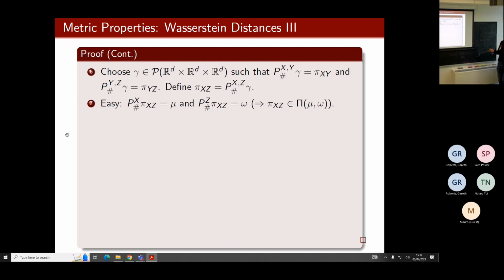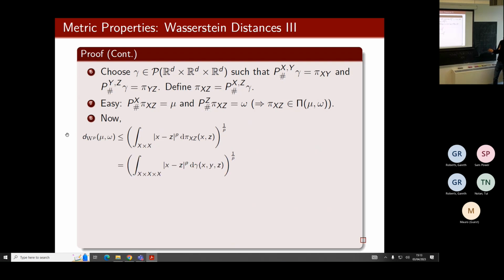It's very easy to show that this has the right marginals. So the push forward of pi of xz onto its first marginal is mu, and onto its second marginal, or third, however you want to number them, it should be omega. So this is admissible, it's in the right space. So the Wasserstein distance between mu and omega is going to be bounded by this candidate plan here.